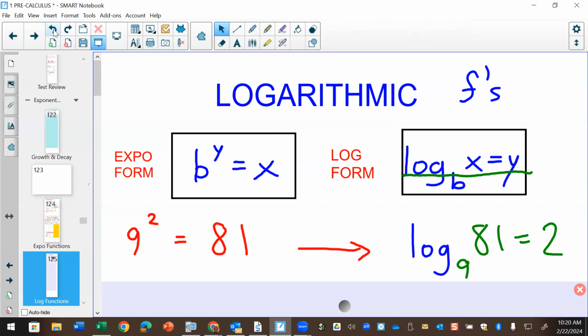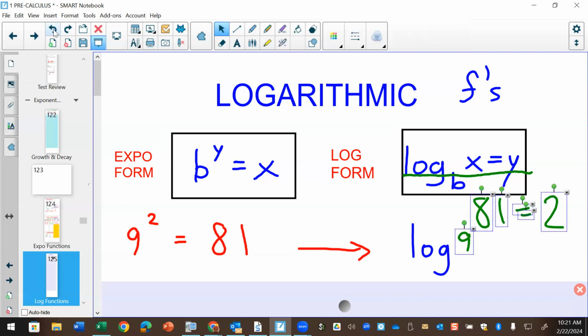No, wrong. All right, don't be this person. I will definitely bring you up for a point. What the heck? Why is 81 floating? What's going on? 9 has to be where? Under that line. The base.